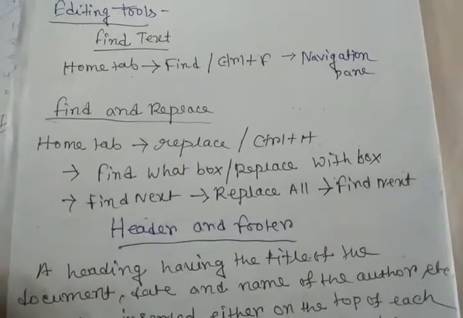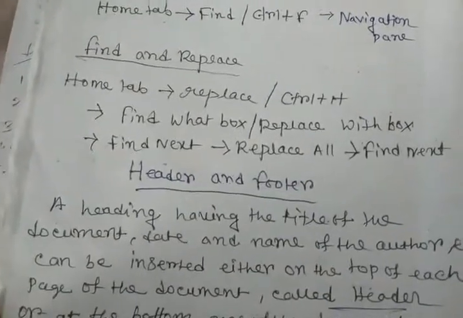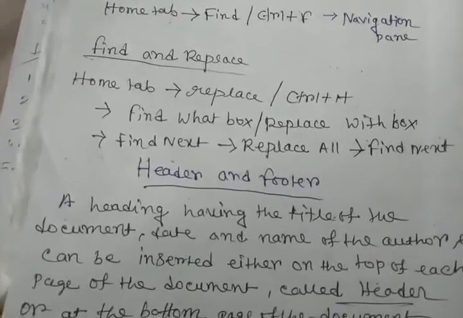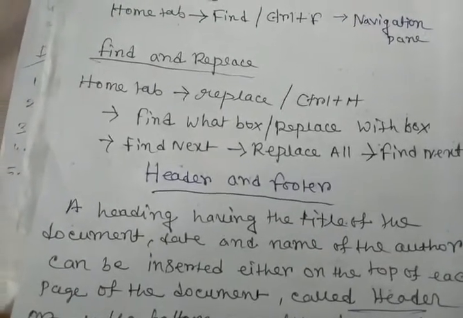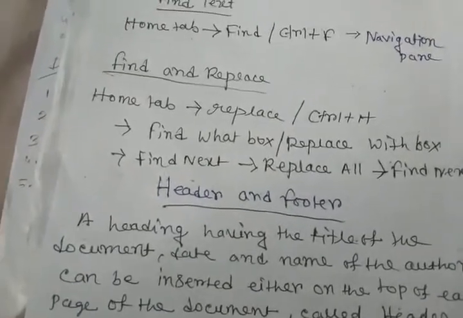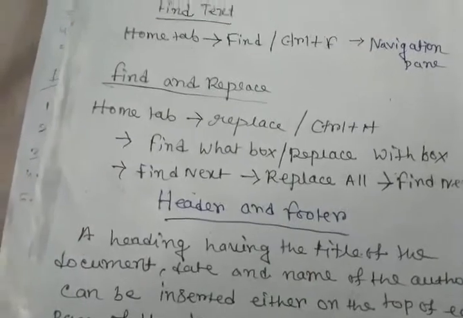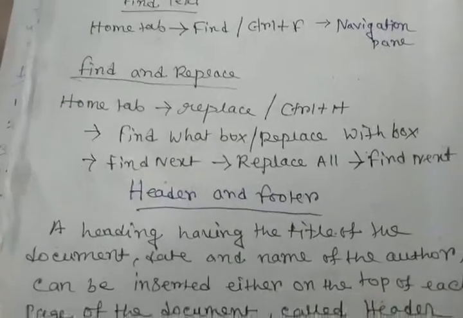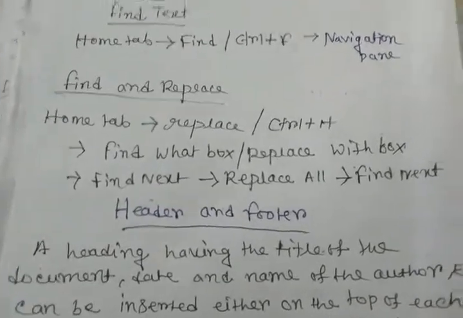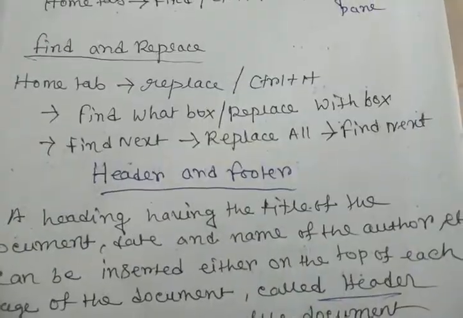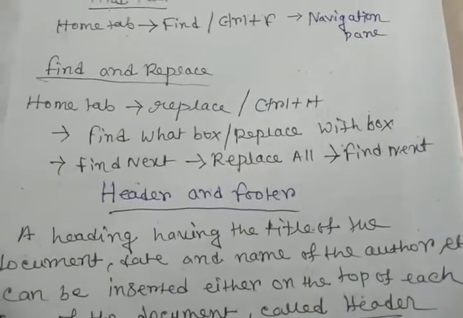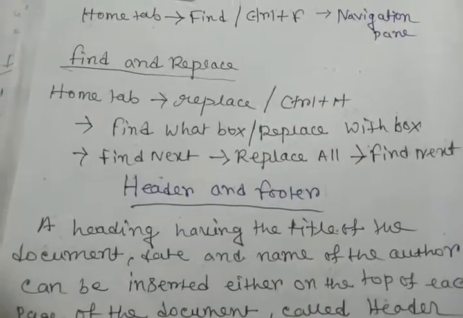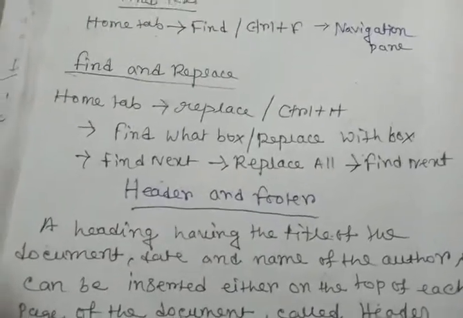Find and Replace. To find any text and replace it, we have to follow some steps. At first we have to click on the Home tab in the editing group. We have to choose Replace, or we can also press Ctrl+H on our keyboard. In the Find What box, type the text that you want to search for and replace. In the Replace With box, type the text to be replaced with. Then choose Find Next and then do one of the following. Either you can replace or you can find it.